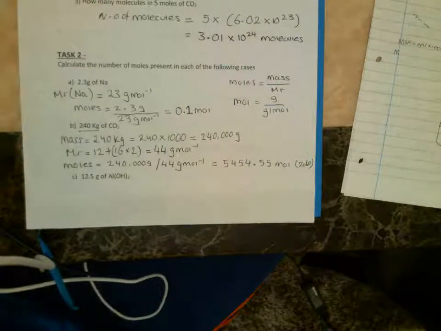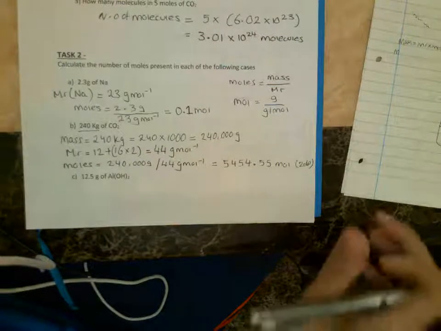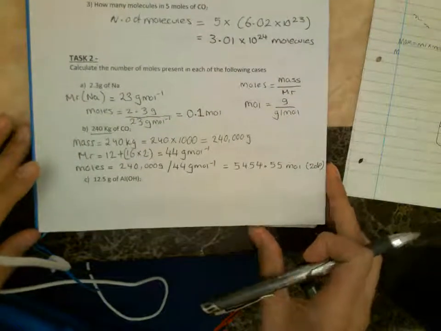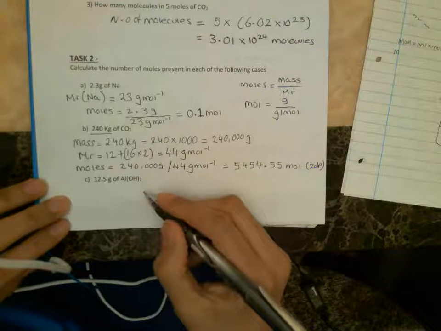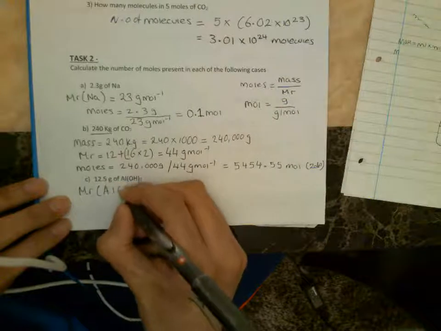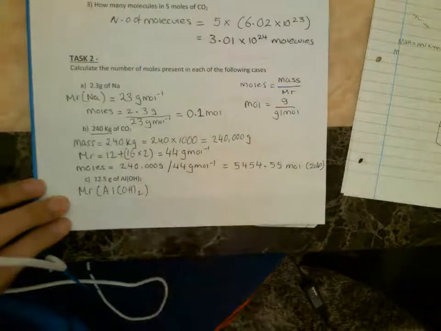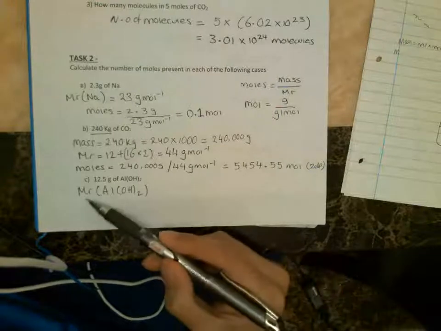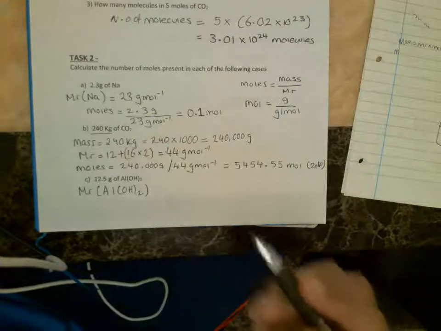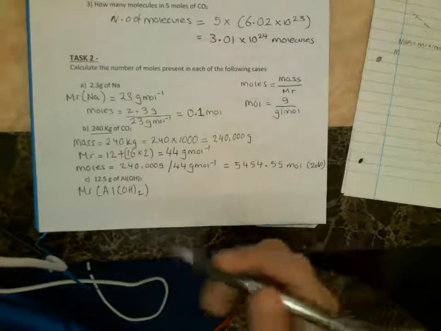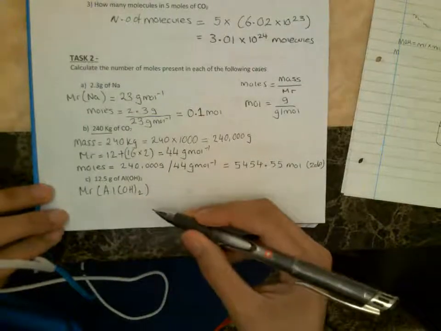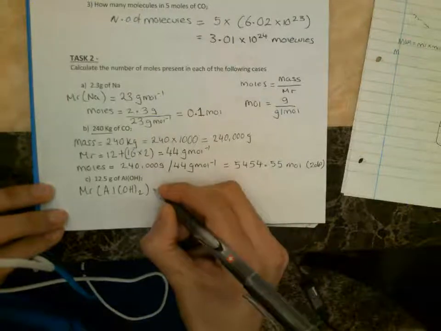Now that is that. And the last one, 12.5 grams of aluminium hydroxide. The first thing we would do is find the MR of aluminium hydroxide. You might notice how I write MR and then I write the compound in brackets. It's just a bit of nomenclature in the way that I do it, something that I picked up over the years. I think it's very good. It says MR and then what you are finding the MR of. It's just good practice.